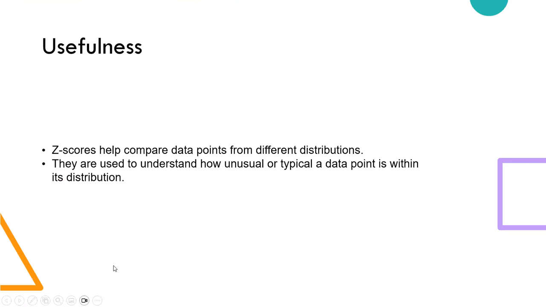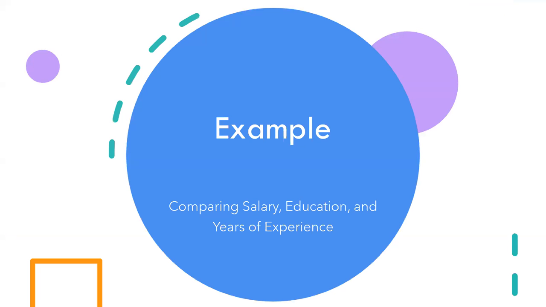Z-scores help compare data points from different distributions. So in this next example, I'll show you some salary, education, and years of experience. And when we just look at it as raw data, it's not easy to compare. But if we use the Z-scores, it helps us to make a better comparison between the employees. They're used to understand how unusual or typical a data point is within its distribution.